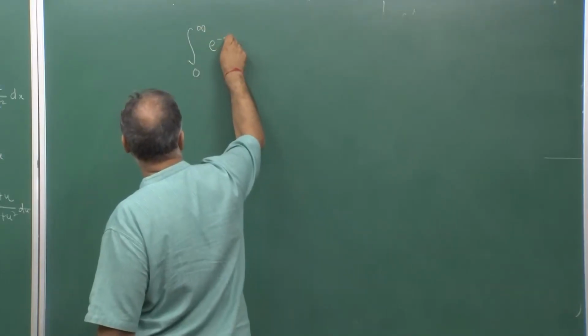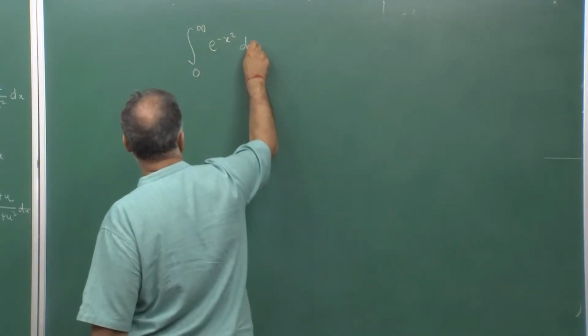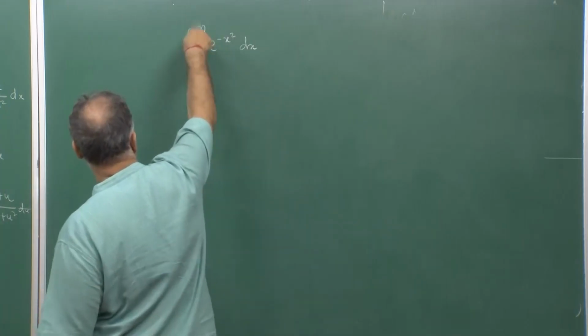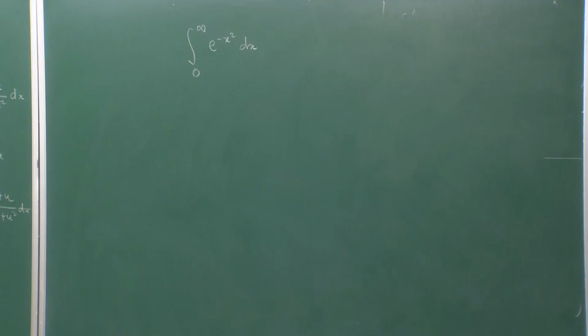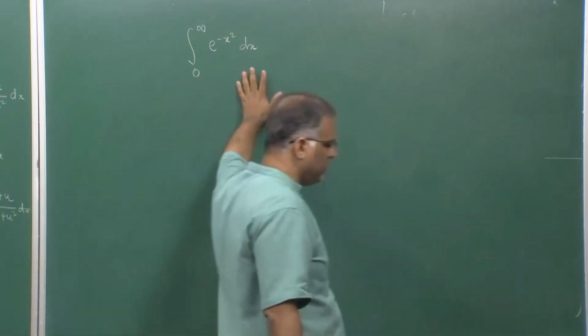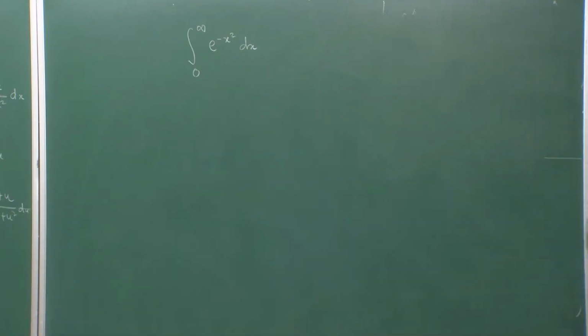You know that if I take the indefinite integral of e to the power minus x square dx from 0, it does not make sense because there is no function whose derivative is this. But can I calculate this? Does this integral have a value? Is it finite? That, of course, is the question.